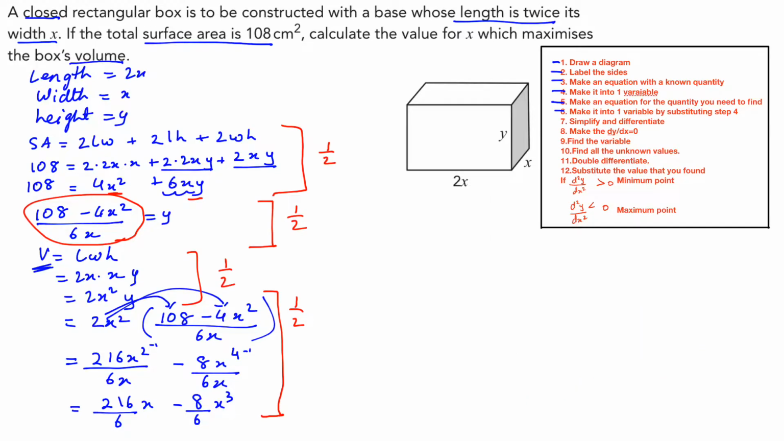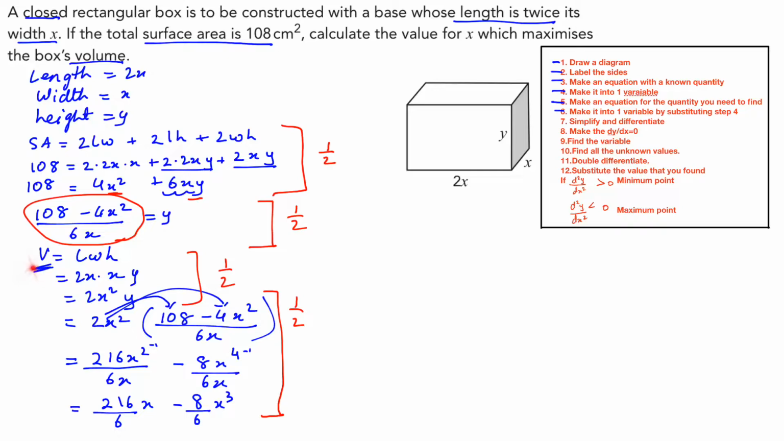I know that many of you students get overwhelmed when you look at a word problem. Don't be. See, I've broken down the marks for you. The total surface area has been given to you, 108. So the surface area formula, look at the formula sheet, write it down and substitute the values that you have. This will give you half mark. When you make y the subject, you will get another half mark.